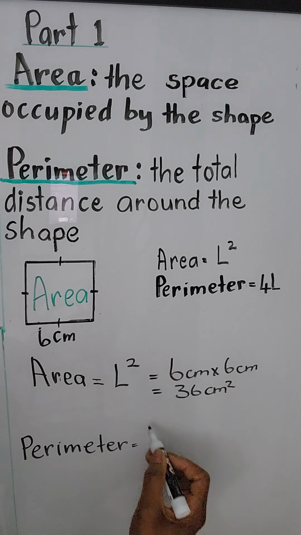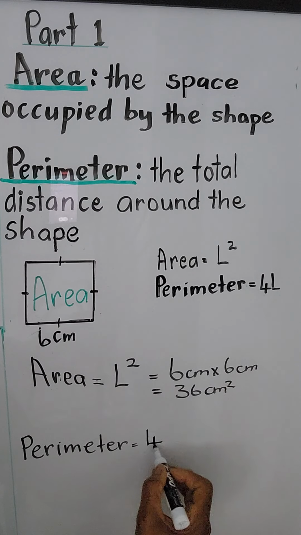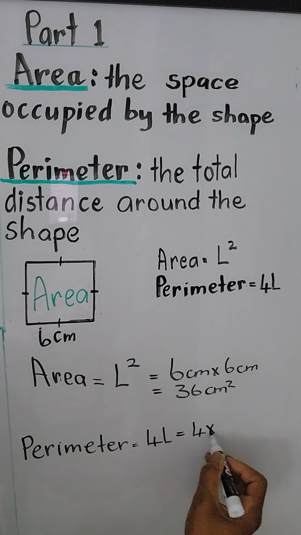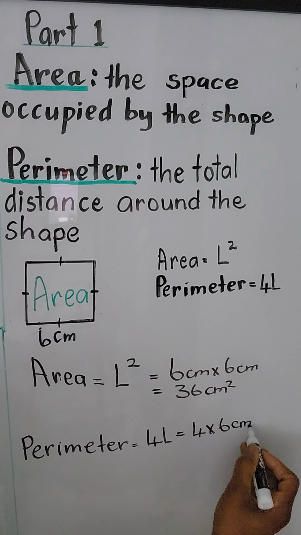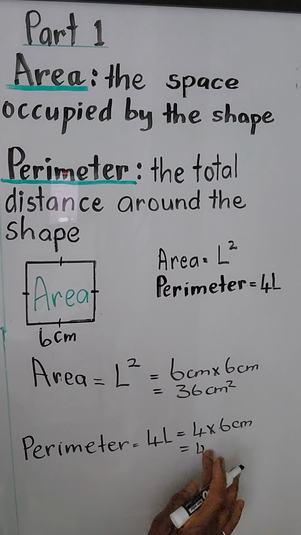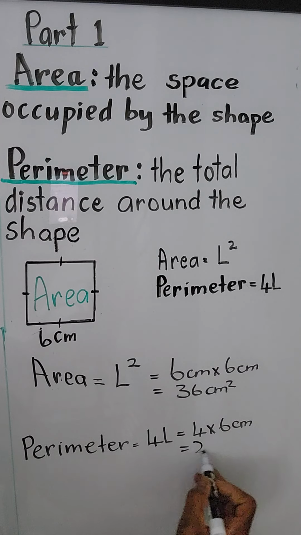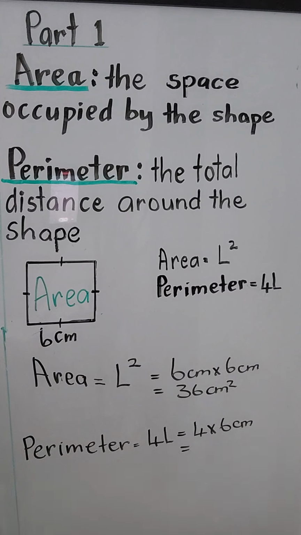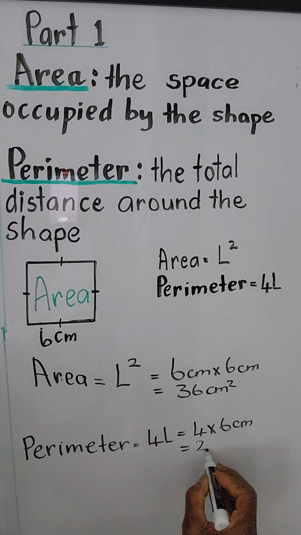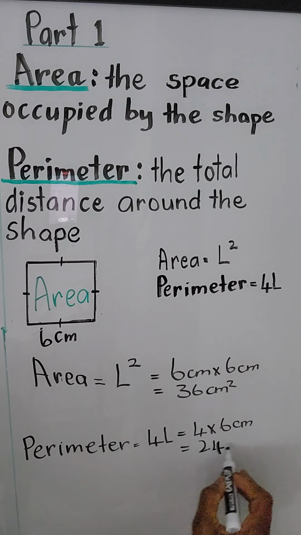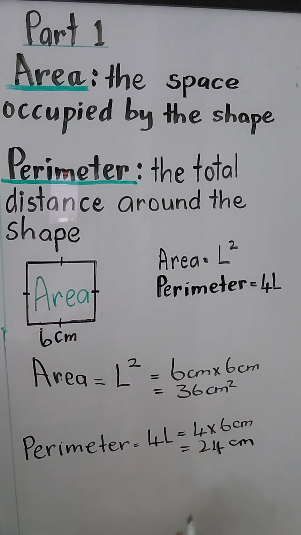Now let's find the perimeter, and perimeter is equal to 4 times length, and that is 4 times 6 centimeter. 4 times 6 centimeter is equal to 24 centimeter.